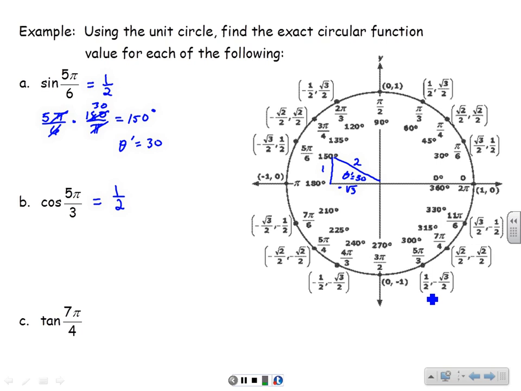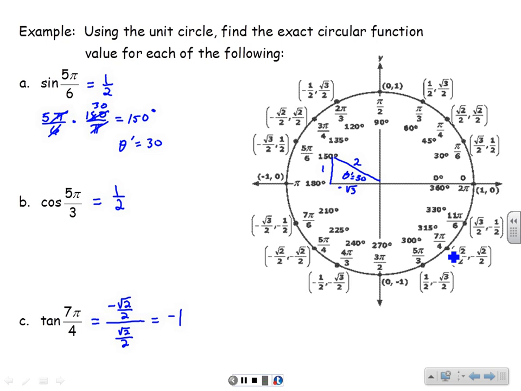And then we have tangent. Tangent of 7 pi over 4 is going to be 315 degrees. But remember, tangent is going to be your sine over your cosine, and so that's going to be negative radical 2 over 2. That's your sine, that's your y-coordinate, over your x-coordinate of radical 2 over 2. And of course, anything over itself is 1, so these cancel out to negative 1. So tangent of 7 pi over 4 is going to be negative 1. We're in quadrant 4. Tangent is negative in quadrant 4, so that should make sense to you.